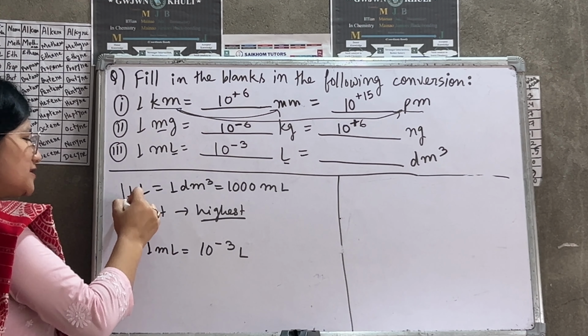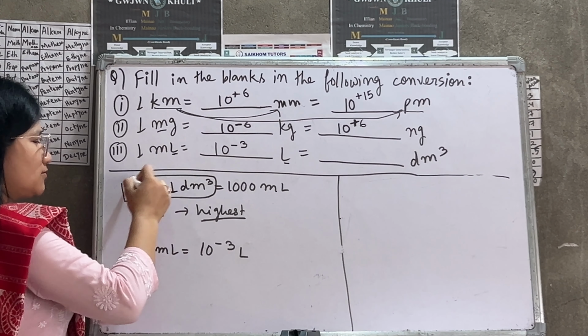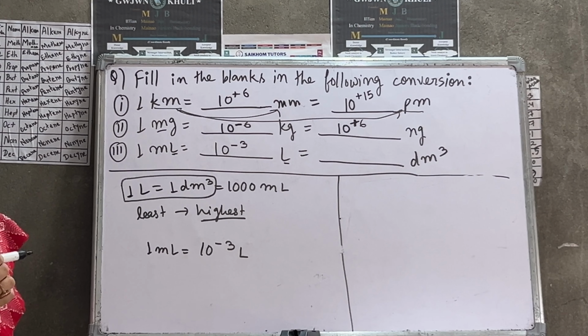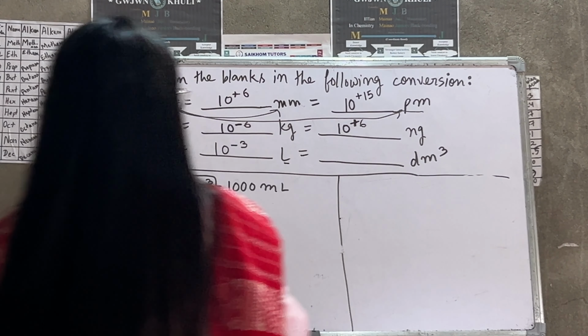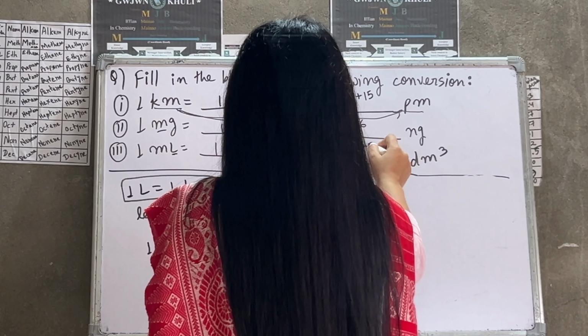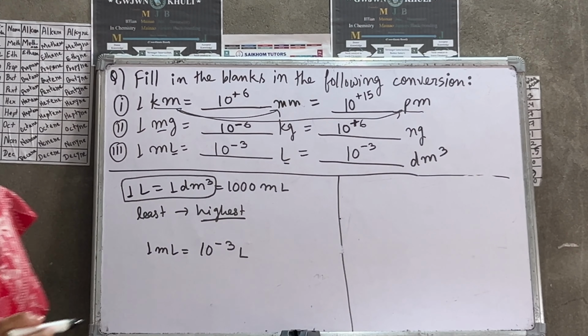And what is the relation between liter and decimeter cube? This one is the relation. 1 liter equals 1 decimeter cube. So put this value as liter.